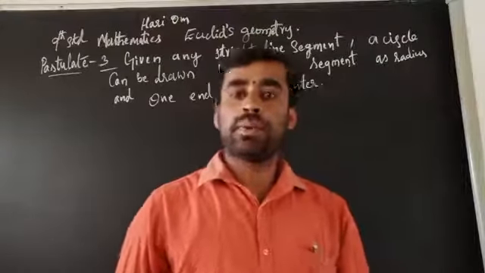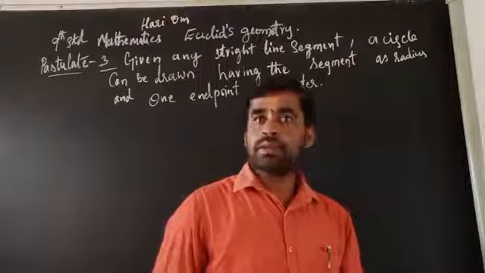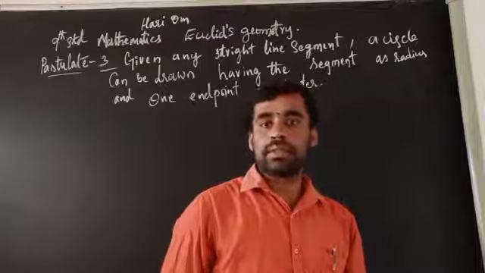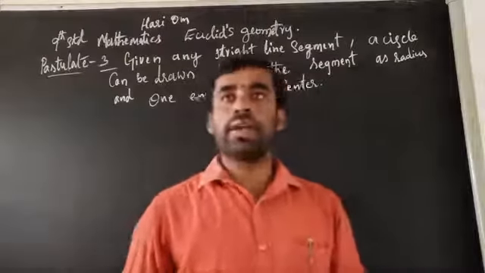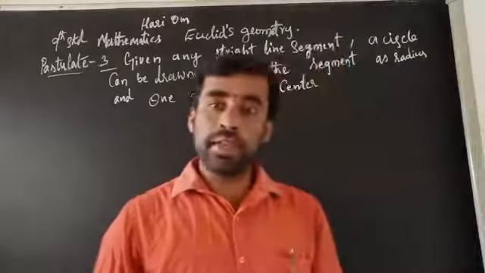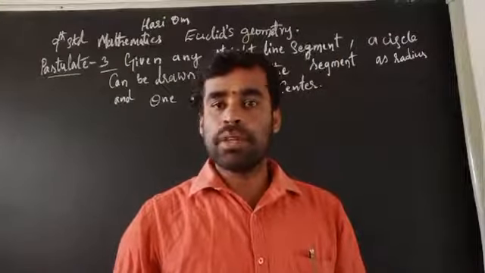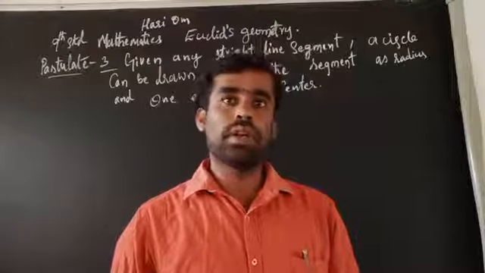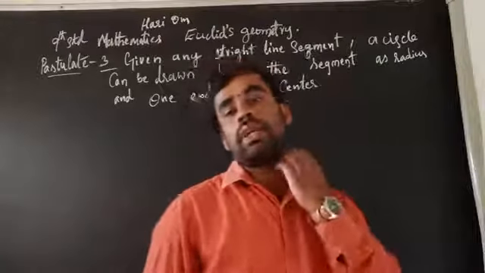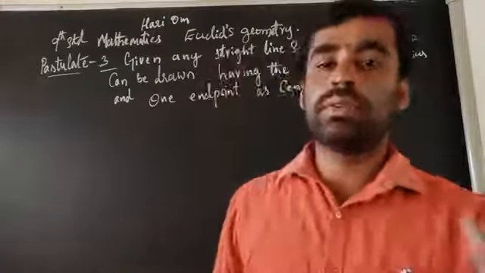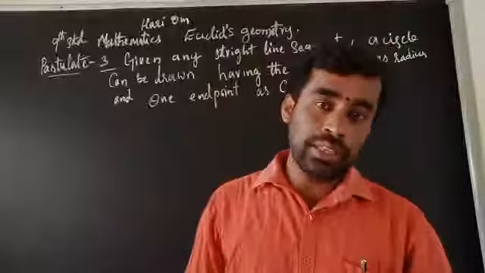In the last class, we discussed the difference between axioms and postulates. I said that axioms are general or elementary statements which are self-evident and accepted without any question. The first one: things which are equal to the same things are equal to one another. Axiom 2: if equals are added to equals, then the wholes are equal. And third: if equals are subtracted from equals, then the remainders are equal.